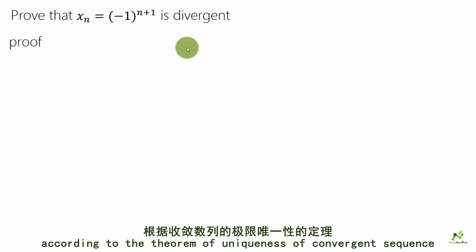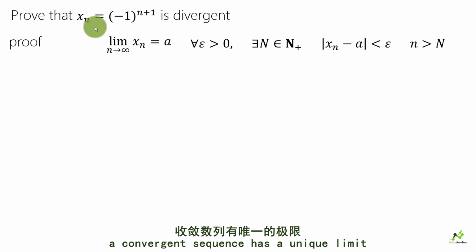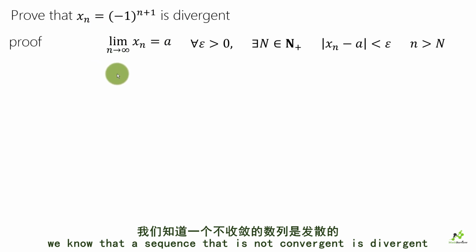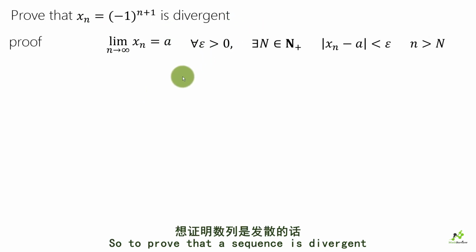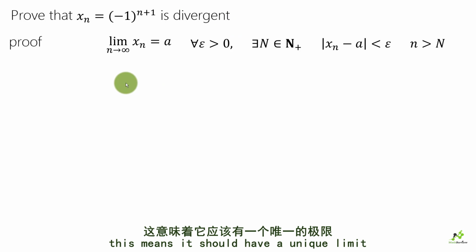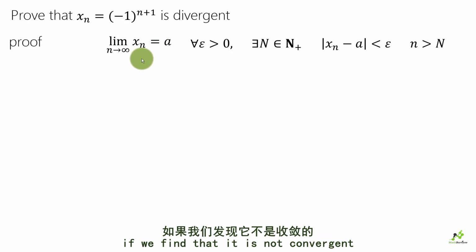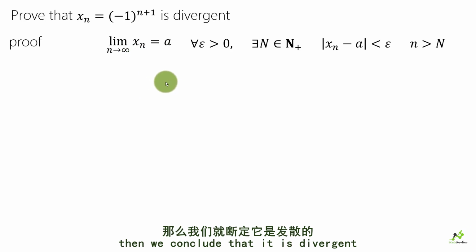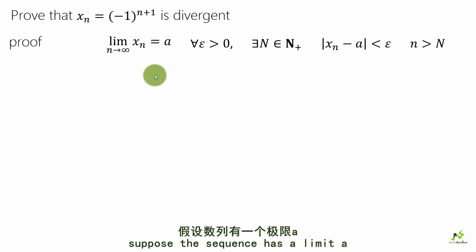Proof. According to the theorem of uniqueness of convergent sequence, a convergent sequence has a unique limit. We know that a sequence that is not convergent is divergent. So to prove that a sequence is divergent, we can try to prove that it is convergent. This means it should have a unique limit. If we find that it is not convergent, then we conclude that it is divergent. Suppose the sequence has a limit a.